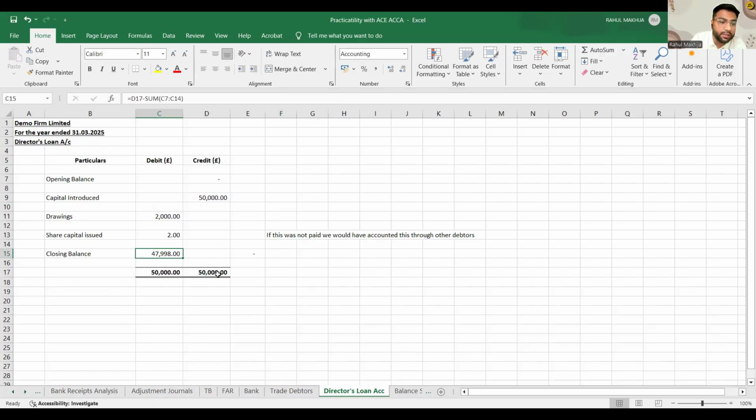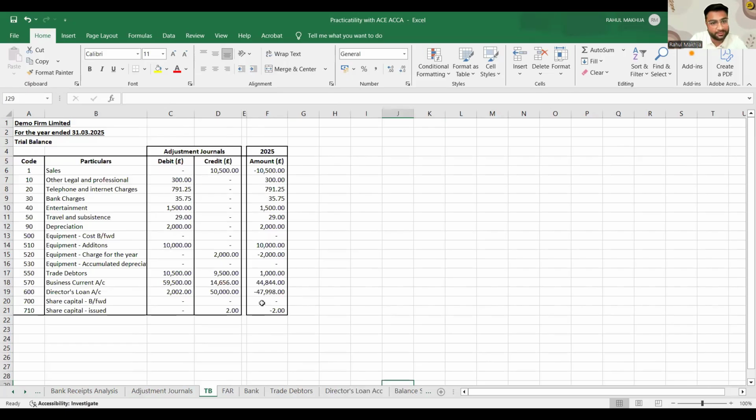So here our DLA closing balance comes to 47,998 pounds, and we have put in a trial balance check also here, to agree the balance as per the trial balance. Here it is 47,998 credit balance as per the director's loan account.